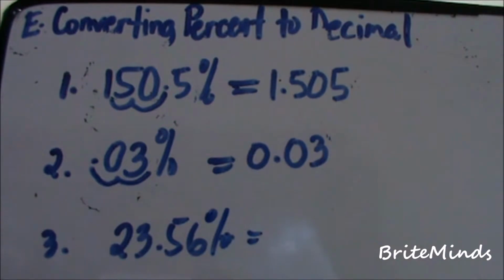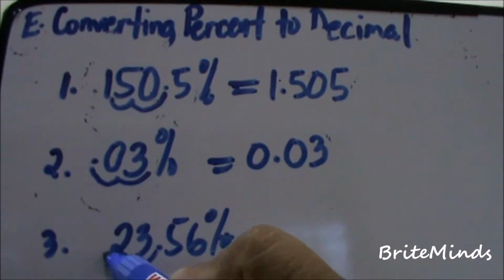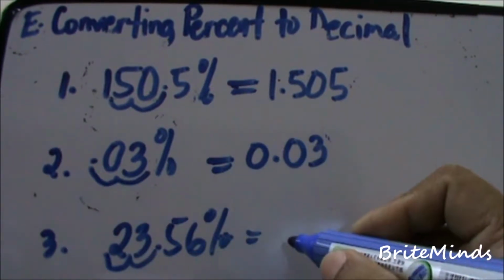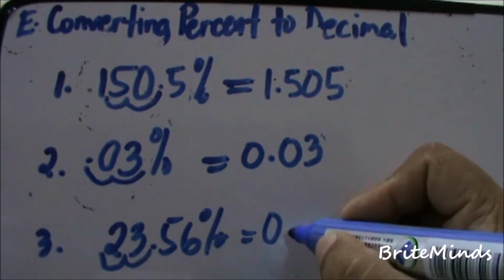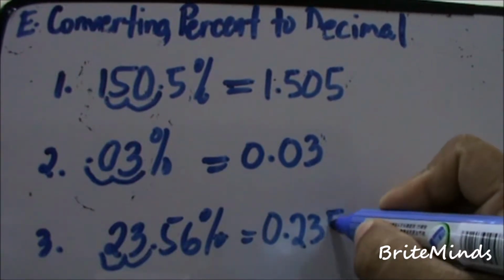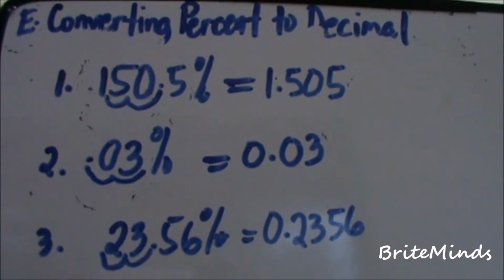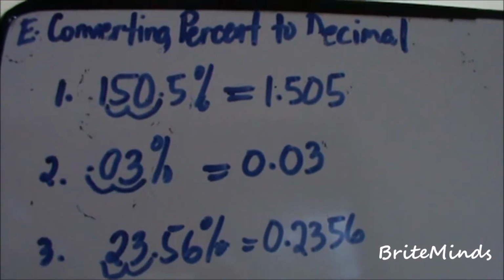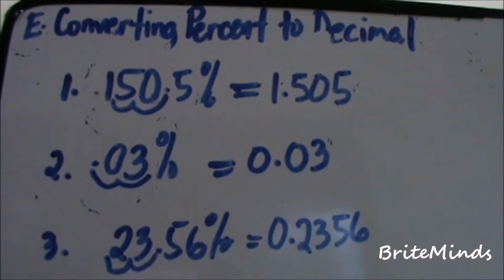Okay, so another example, number 3, 23.56%. Okay, so the decimal point moved 2 places to the left. Okay, so it will look like this in decimal form, 0.2356. Okay, so that is how to convert percent to decimal.